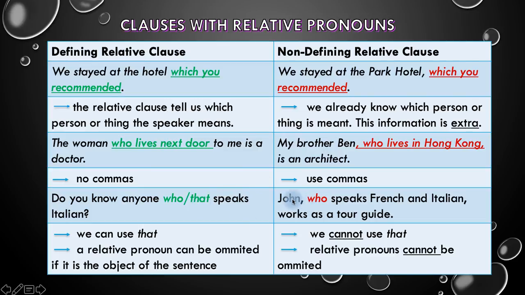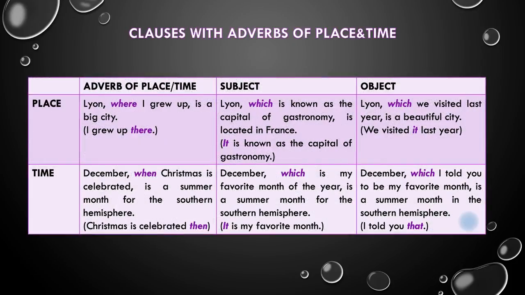However, look at this one. John, who speaks French and Italian, works as a tour guide. That's a non-defining relative clause, and we cannot use that in non-defining relative clauses. Never. We have commas again, and relative pronouns like who, which cannot be omitted. We always use them in non-defining relative clauses. I hope that's clear.